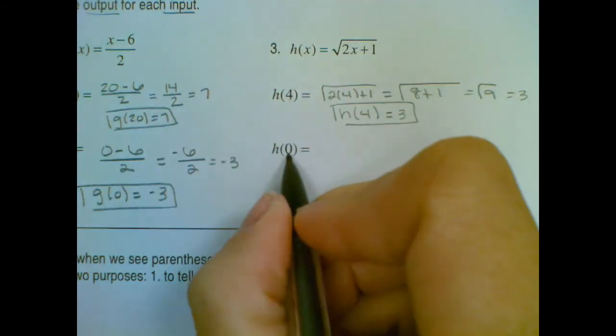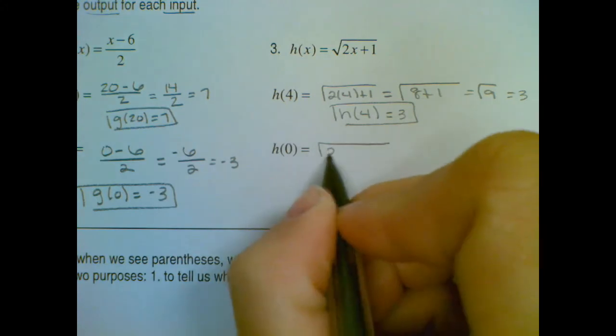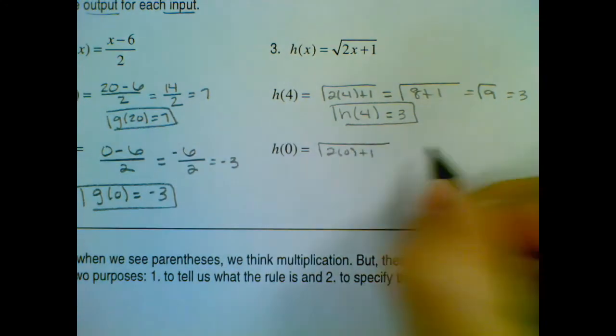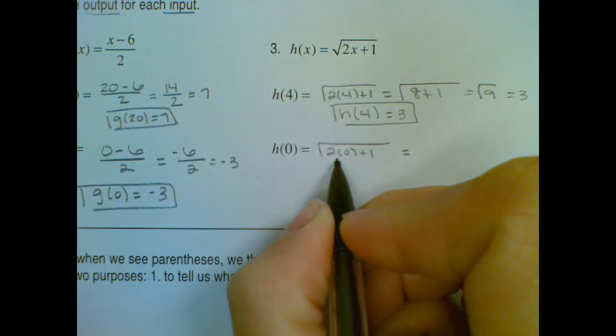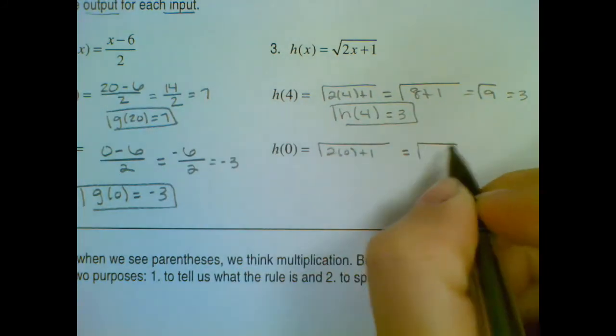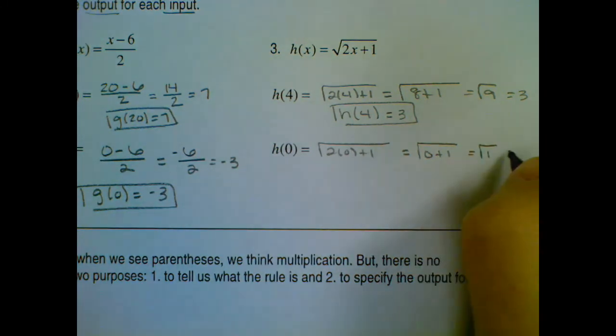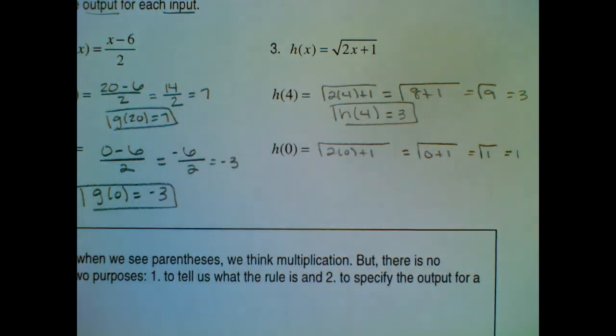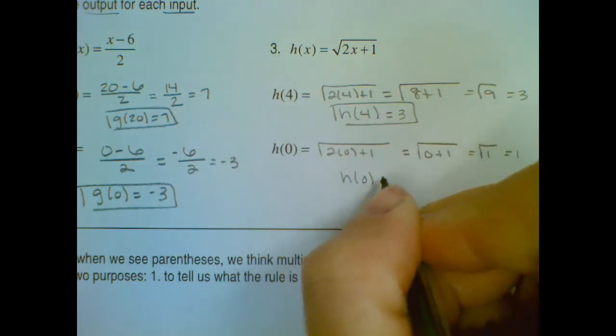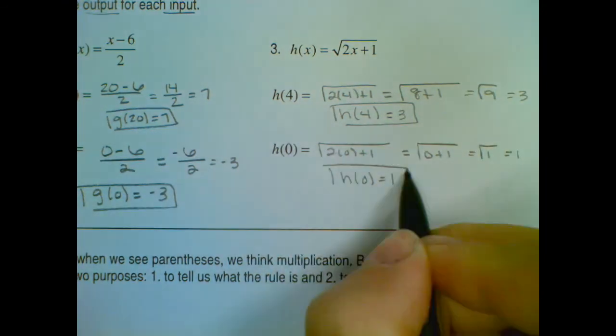And then here, our input is 0. So if we simplify the inside, 2 times 0 is 0, plus 1 is 1, and the square root of 1 is 1. So for our input of 0, we got an output of 1.